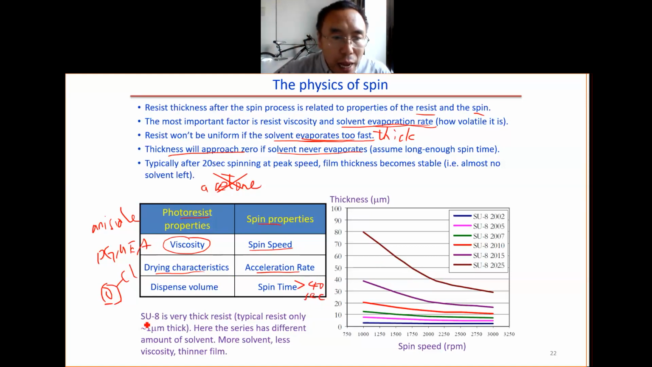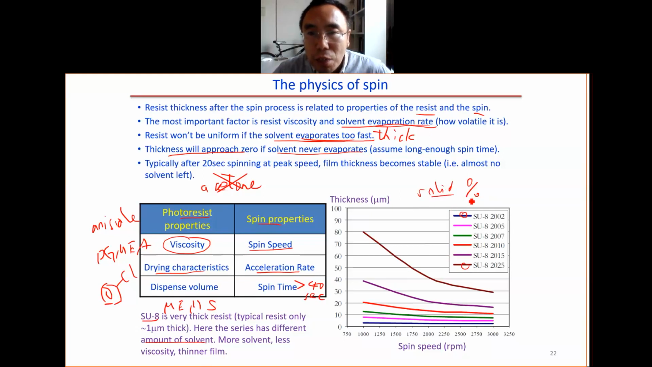So here is the SU8 resist. This is a very popular resist for MEMS, micro electromechanical systems. You can see we have different SU8 with different amounts of solvent. For example, this one gives you the thinnest resist. That means the solid percentage is the lowest. This one gives you a very thick resist. So the solid percentage is very high.